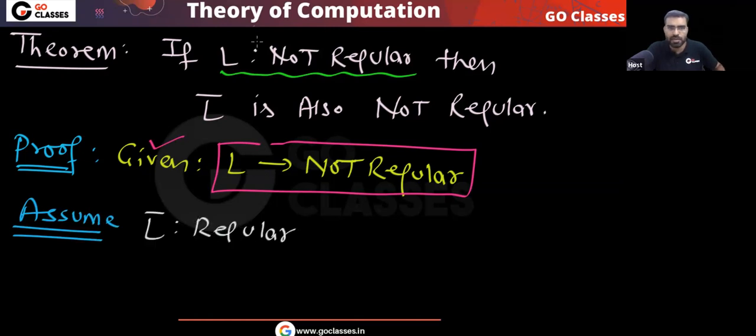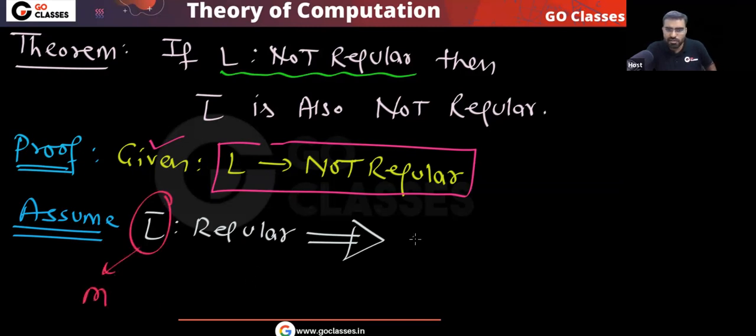Okay, assume L complement is regular. If L complement is regular, then what will happen? Let's call it M. This is regular. Then what can you say? This M complement also will be regular. Agree with me? Yes or no? Please tell me. See, I am saying this is given to you.